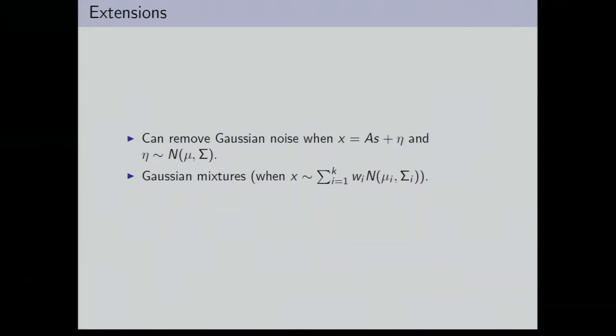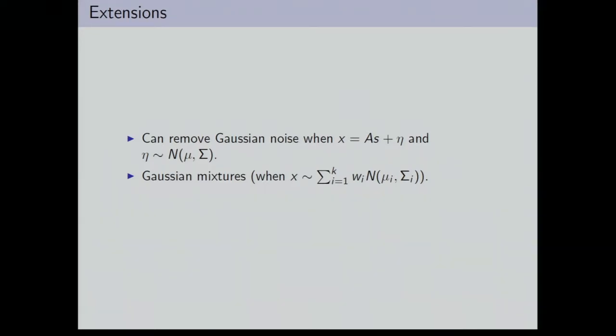Because we're using the Fourier transform over R^n, you can actually do some additional nice things. One thing you can do is, let's say that you have a Gaussian noise here, an eta, of any Gaussian which is independent of S, then you can actually remove it. And basically the way this works is that this eta is invariant under taking Fourier transforms because it's Gaussian.